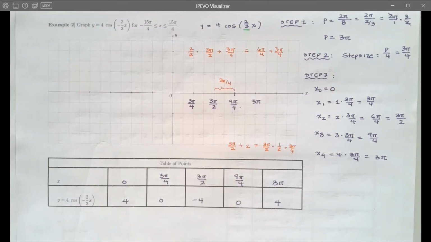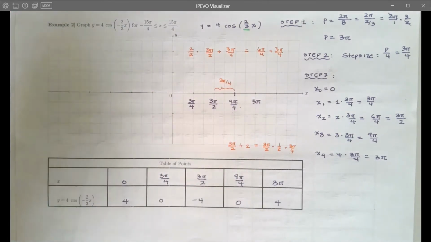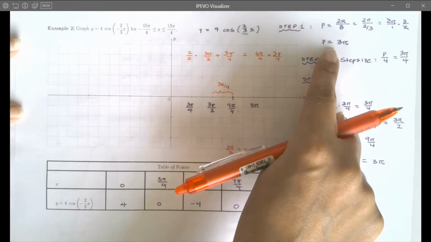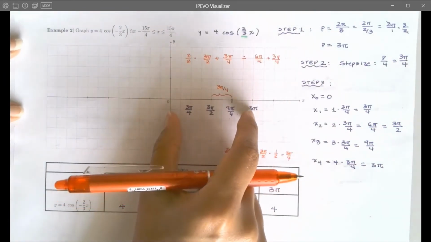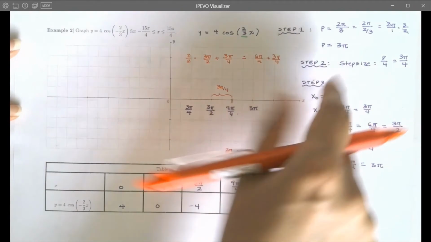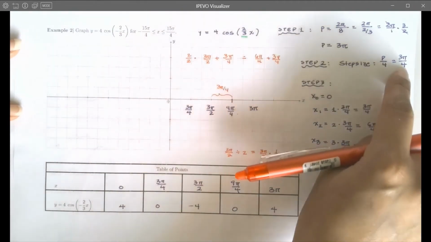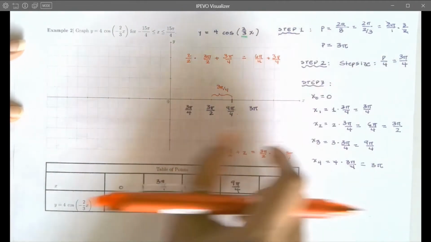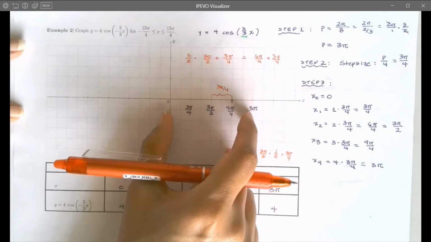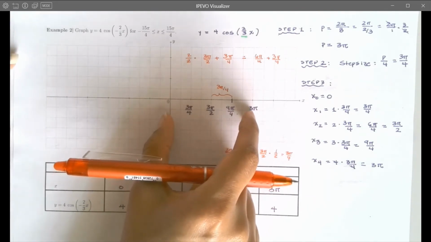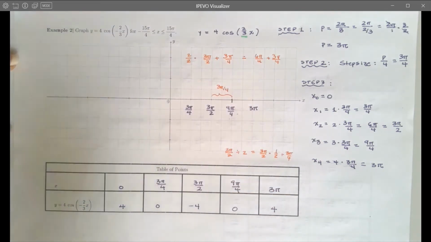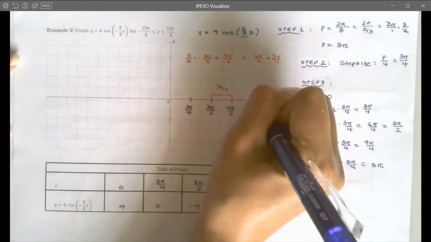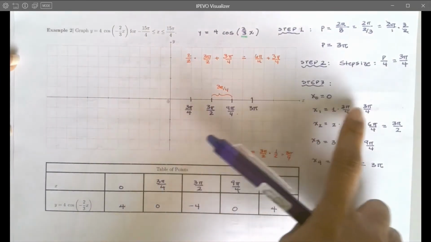And how did I know how to do that? Well, I know that the full cycle happens in 3π radians, and when I took that and divided it into 4 equal parts, it gave me 3π/4. So that's essentially the same thing I did, but now on the graph. Take 3π and divide it into 4 equal parts, and you'll get these x values.